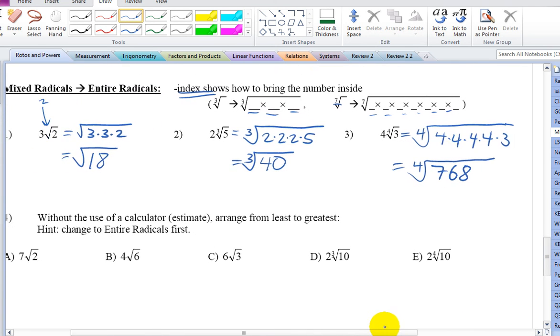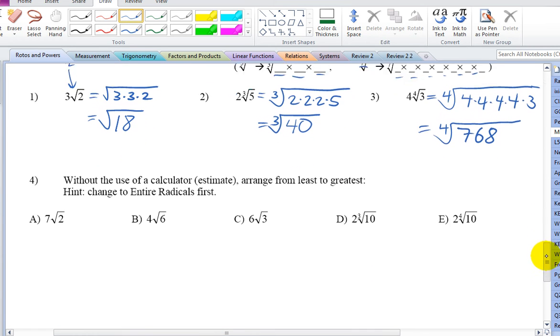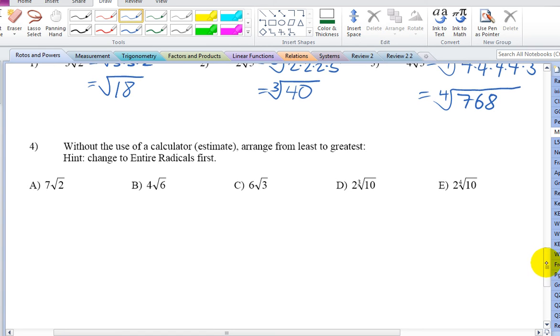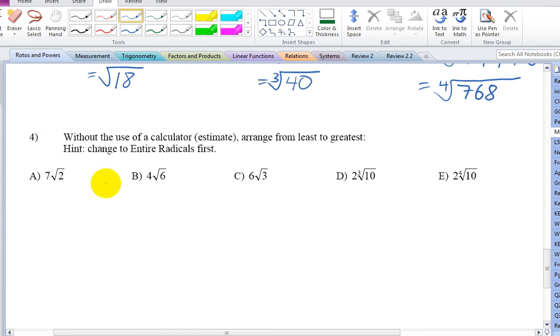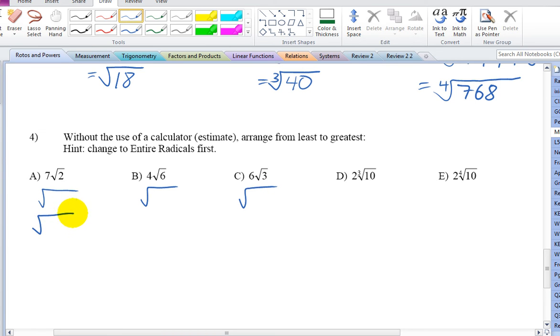So now what we want to do is we want to estimate again as we compare these numbers in size. So what I want you to do, first of all, is these 3, in order to compare these 3 very well, we need to change them into entire radicals. Okay, so change these into entire radicals. Go. So bring the outside number in. This is non-calculator, so practice it.